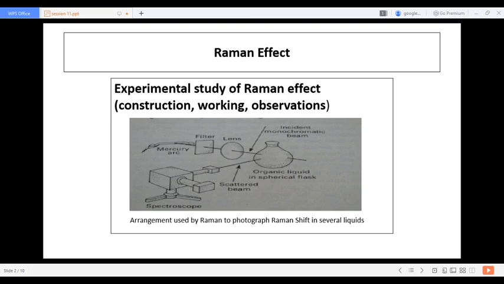We know that C.V. Raman in 1928 discovered the phenomenon of inelastic scattering, which we call Raman effect. Raman observed that when a beam of monochromatic light is passed through an organic liquid like benzene, the scattered light contained other frequencies in addition to that of the incident light. The apparatus used by Raman to photograph the Raman shift in several liquids is as shown in the figure.